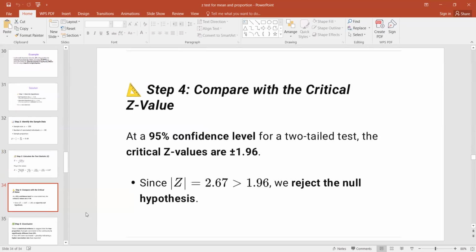Step 4, compare with the critical value at 95% confidence level for a two-tailed test. The critical Z values are plus or minus 1.96. Since Z equal to 2.67 is greater than 1.96, we reject the null hypothesis.